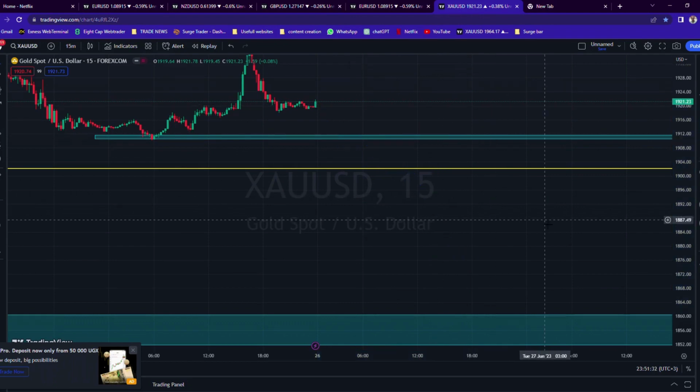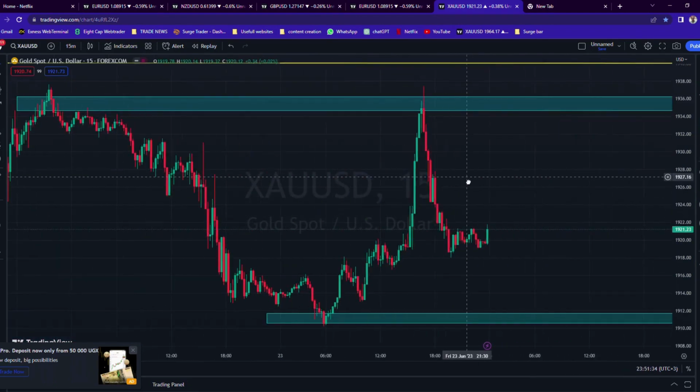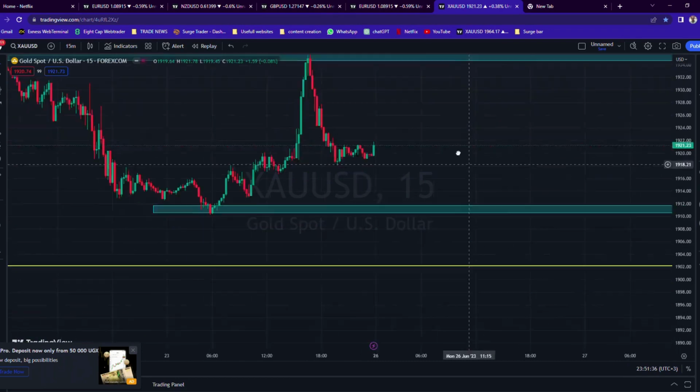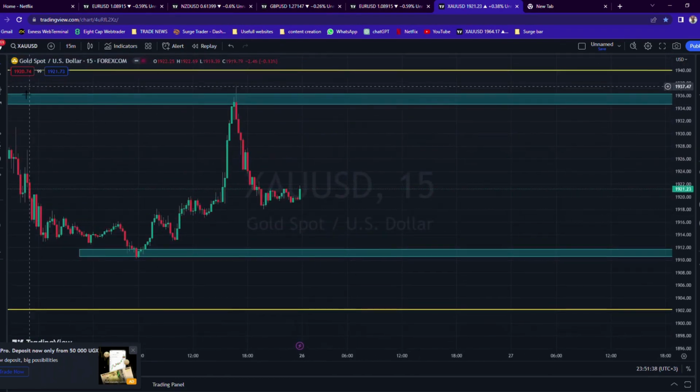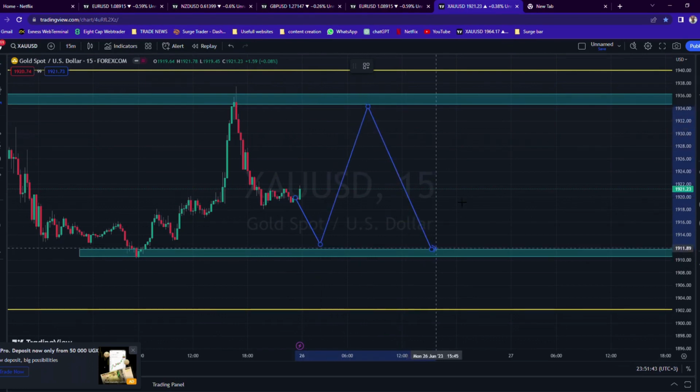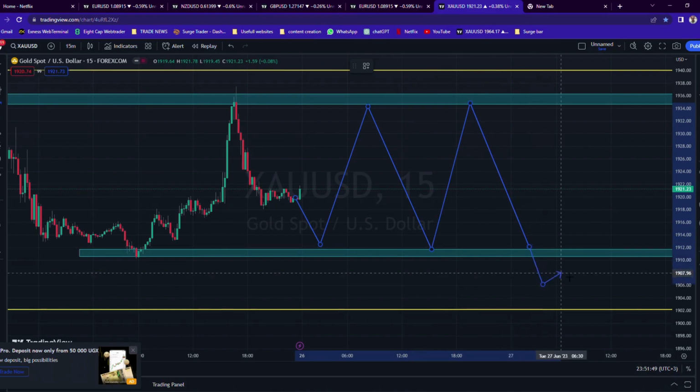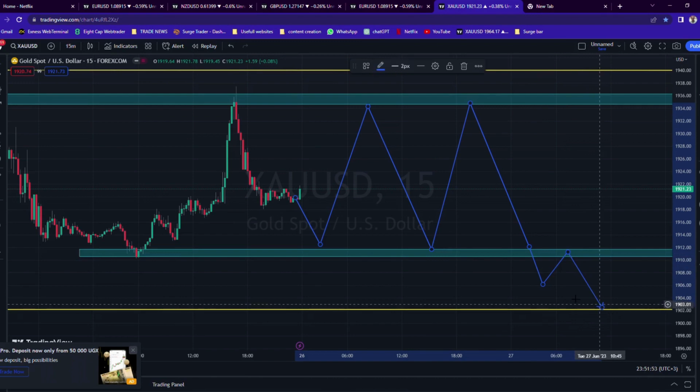But normally the market won't give you all the moves as you expect them, so you might see a range right here in gold, and if this range is broken, then you start waiting for that confirmation on the downside.